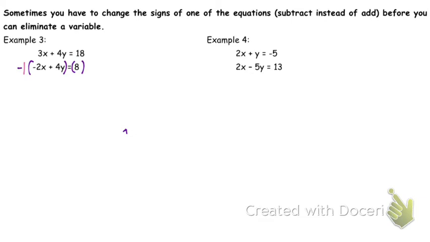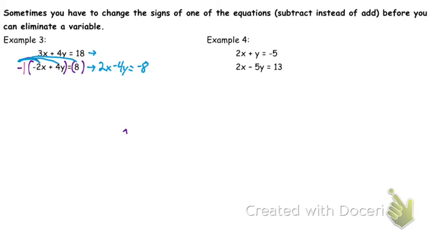So we're going to do -1 times -2x. I'm going to rewrite what we get off to the side here. -1 times -2x is going to be positive 2x. -1 times positive 4y is -4y, equals -1 times 8, which is -8. So I took that bottom equation and we ended up just changing every single sign. The positive became negative. The negatives became positive.